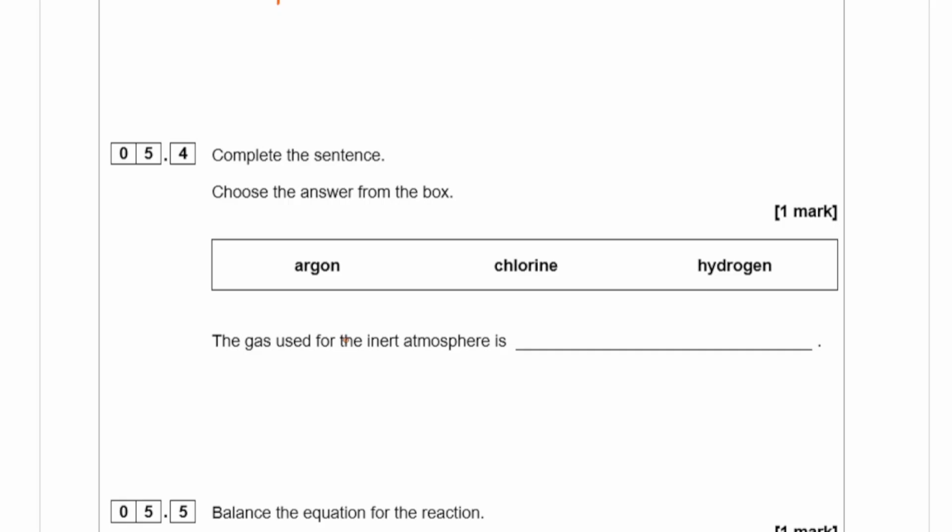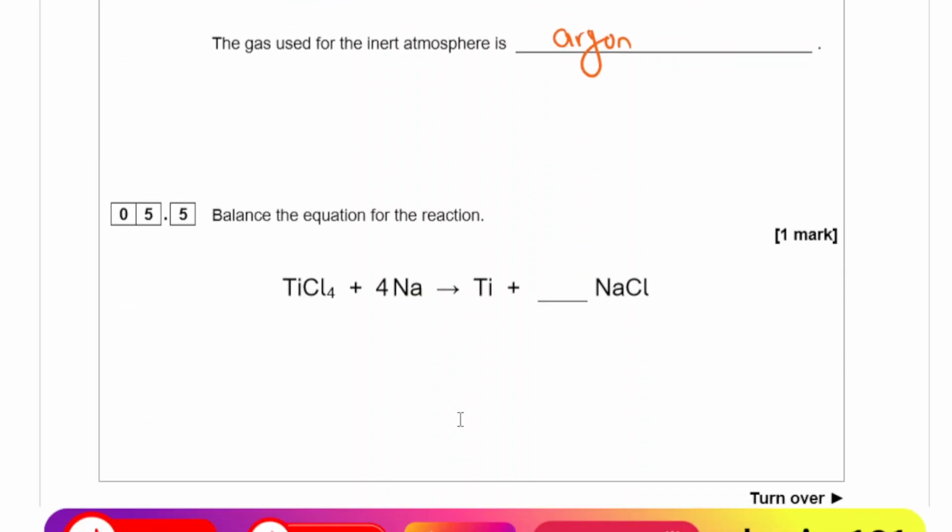Complete the sentence. The gas used for the inert atmosphere would be argon, which is the group 8 or group 0 gas. Hydrogen is in group 1, chlorine is in group 7. Both of them will not work. Balance the equation. So you're trying to balance the number of sodium and chlorine. There's 4 sodium here, so you would add just simply 4. Chlorine will simply be, it's already 4 here, 4 times Cl.